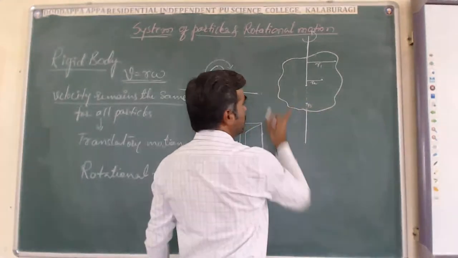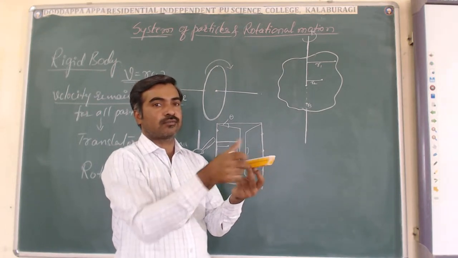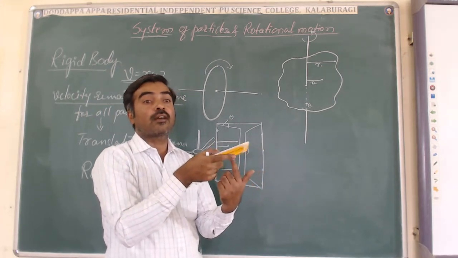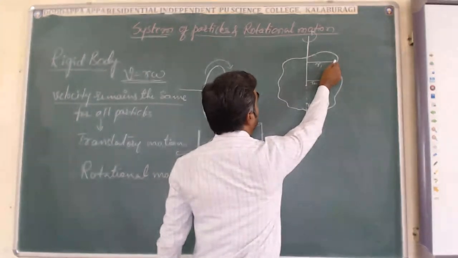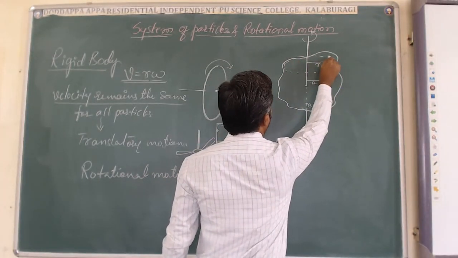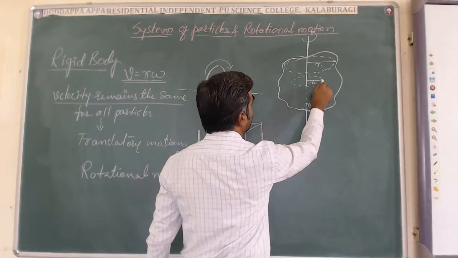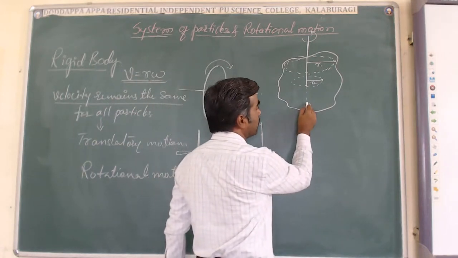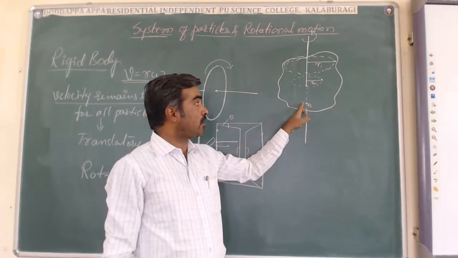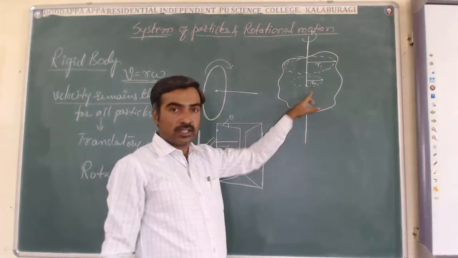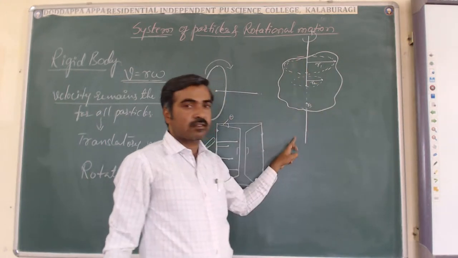When this body starts rotating around the fixed axis, let us consider how the particles will also exhibit that rotational motion. Definitely the particles will be rotating in circular orbits with the same radius vector R1, or this is the radius vector of the second particle. But what about this R3? It is almost zero because the particle is lying exactly on the axis. Compared with R1 and R2, R1 is quite bigger, R2 is a little smaller distance, whereas R3 exactly lies on the axis of rotation.